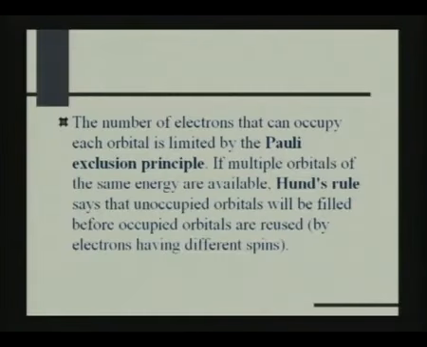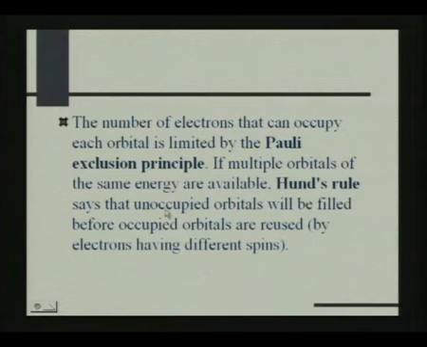So Pauli's exclusion principle states that no 2 electrons can have all the 4 quantum numbers similar, and in this way we can infer that the maximum number of electrons that can occupy a particular orbital, where n, l, ml will be similar. Where can it differ? It can differ only in ms, that is the spin quantum number. So if one electron has plus half, then the other electron has to have minus half as the spin quantum number. So this is a direct outcome of the Pauli exclusion principle.